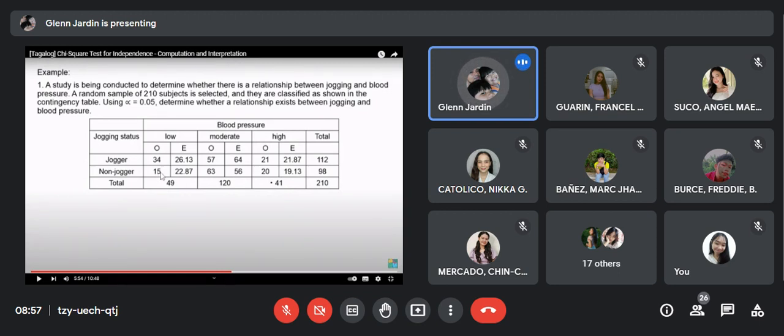Using the same procedure, here, this is 98, times 49, then each of the expected values is the row total times the column total divided by the grand total. I think 98 times 49 divided by 210 equals 22.87. Here naman, 98 times 120 divided by 210. Okay? So the table is now complete.